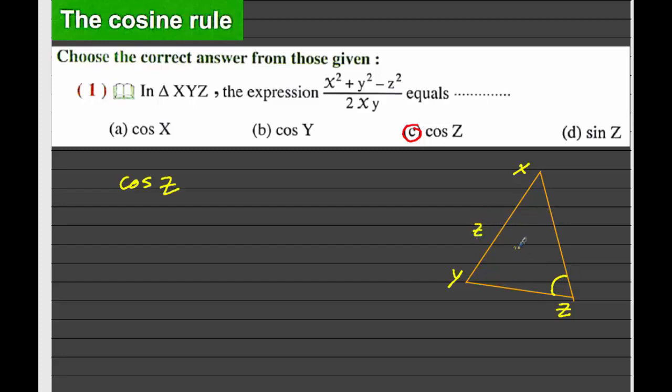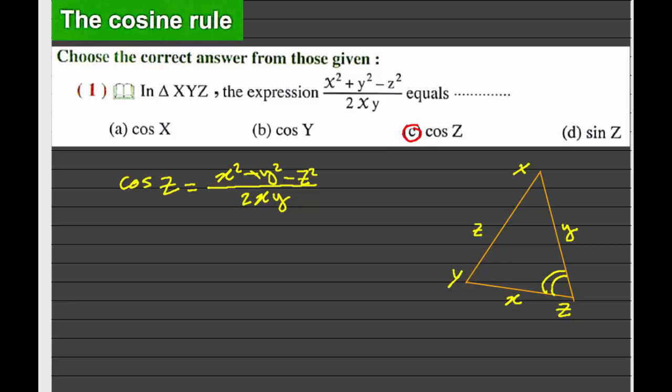and YZ equals x, and the length of XZ equals y. So cosine angle z equals x square plus y square minus z square all over 2 multiply x multiply y. So we choose letter C.